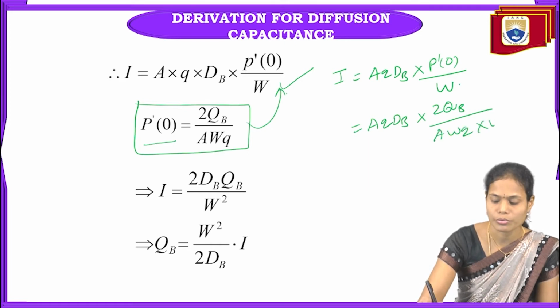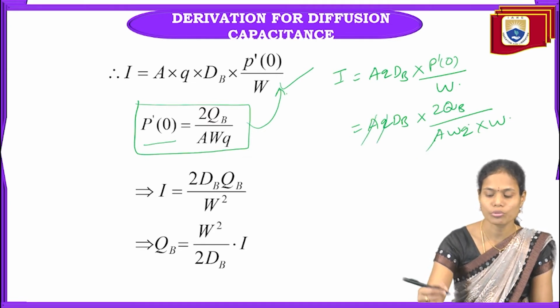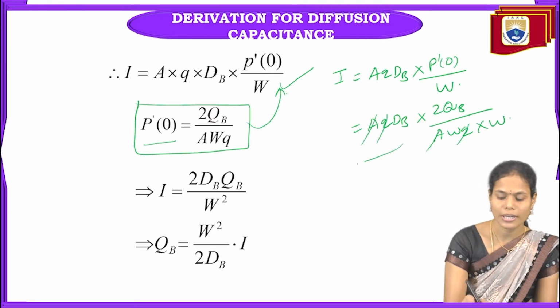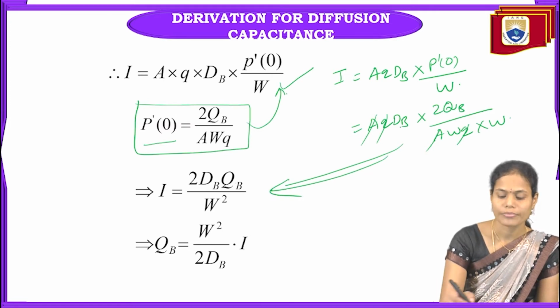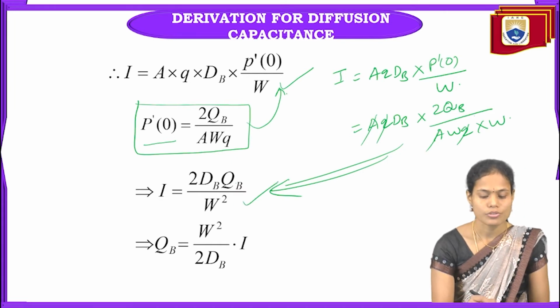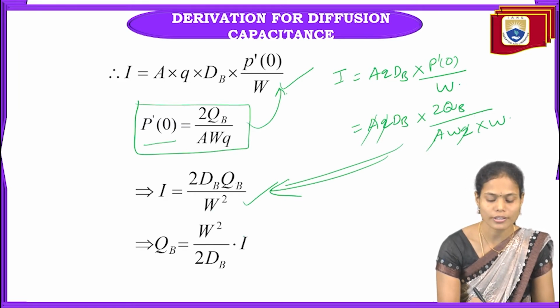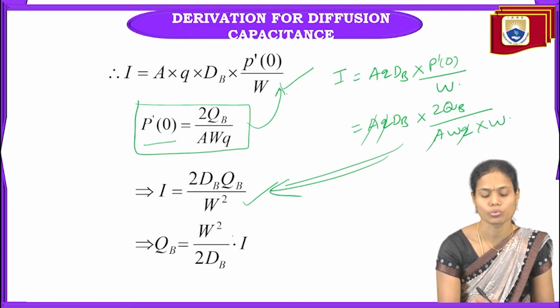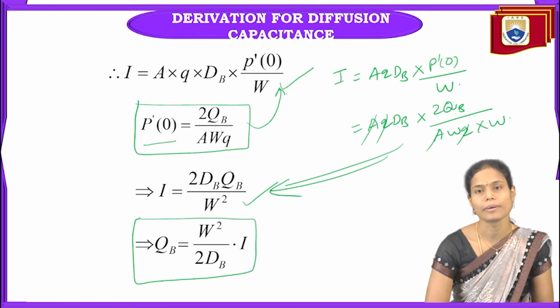AWQ into W. So the A and A, and Q and Q get cancelled. The remaining value is 2QB dB divided by W square. From this we can write the charge in the base region, that is QB equal to W square into I divided by 2dB. This is the total charge which is developed in the base terminal.